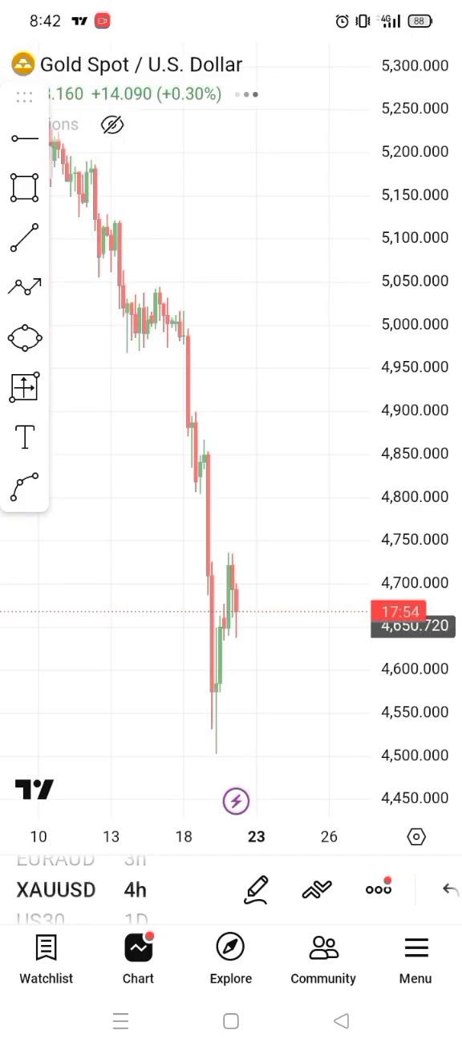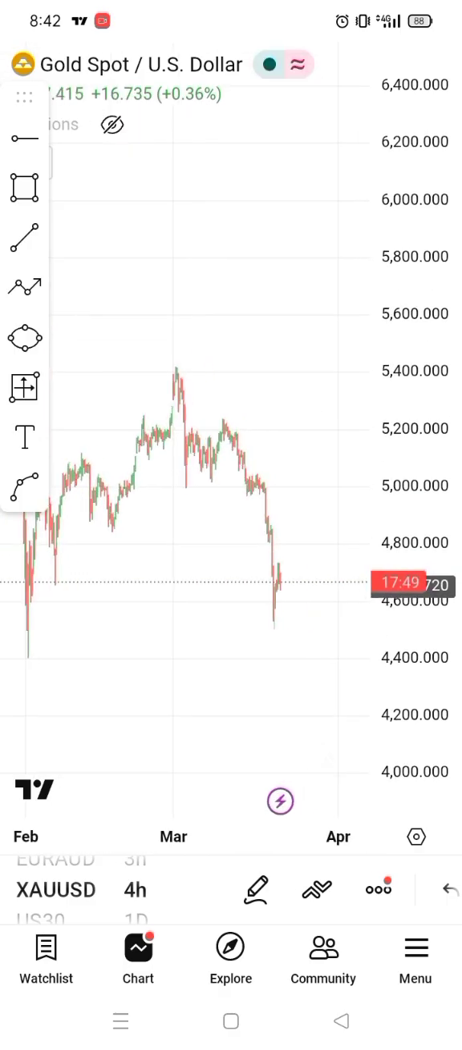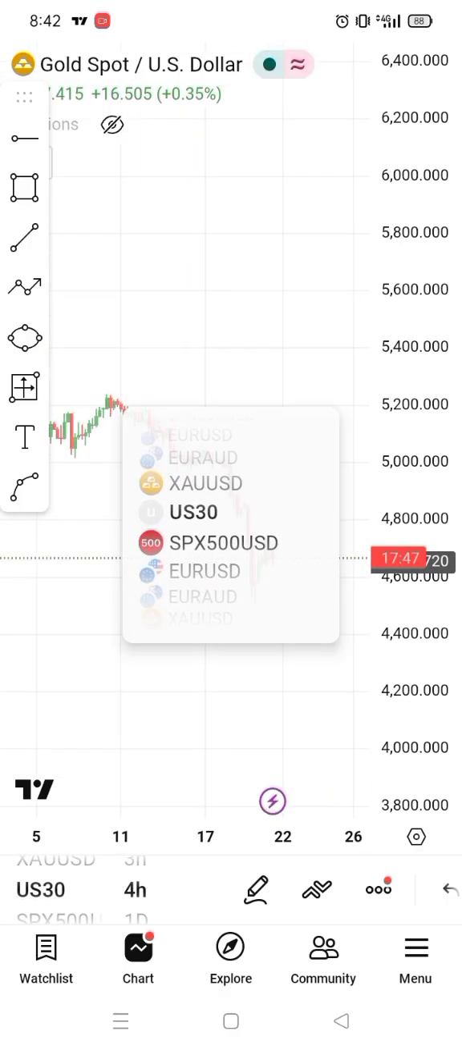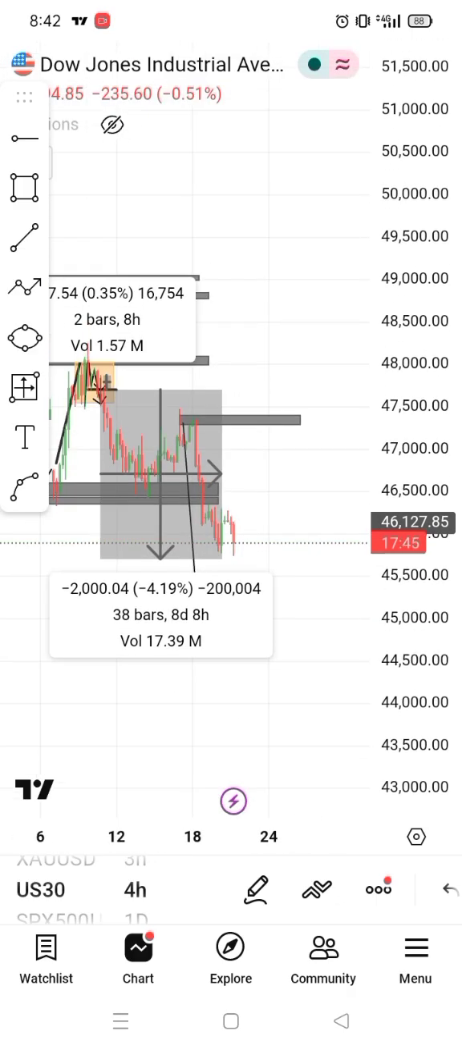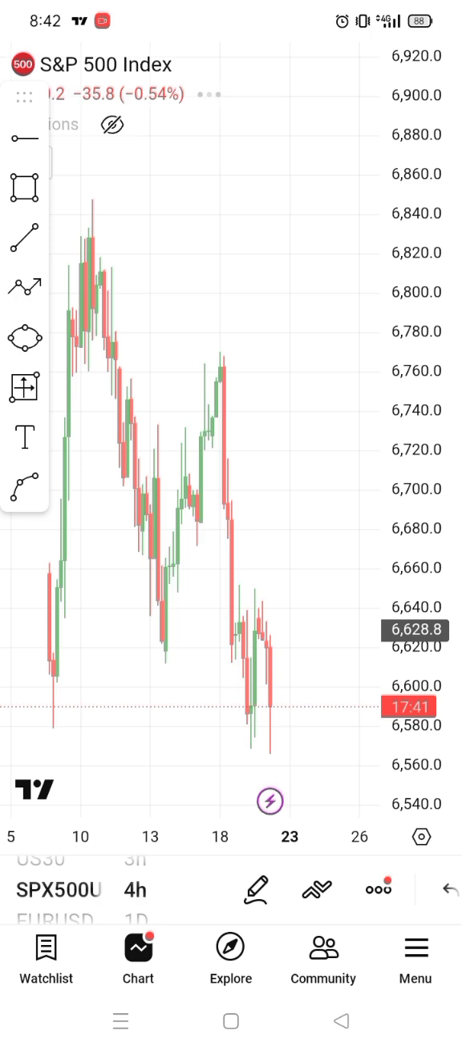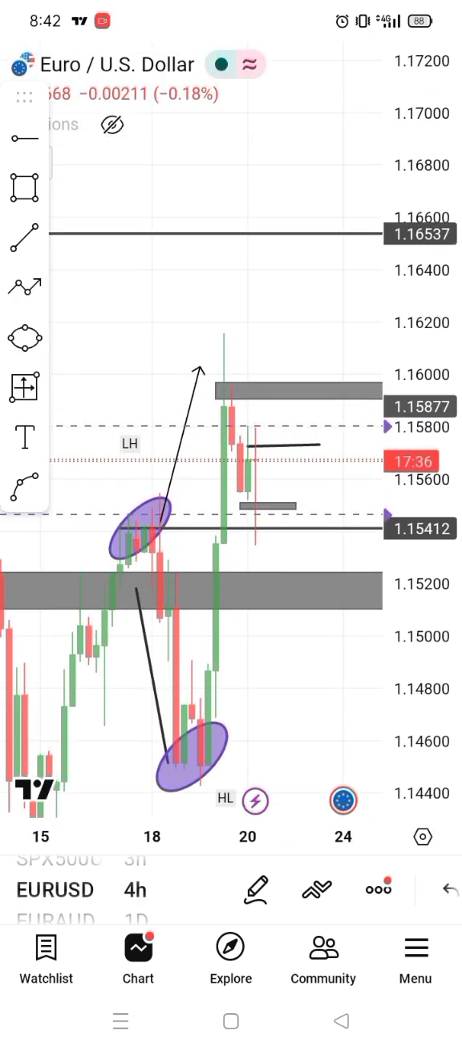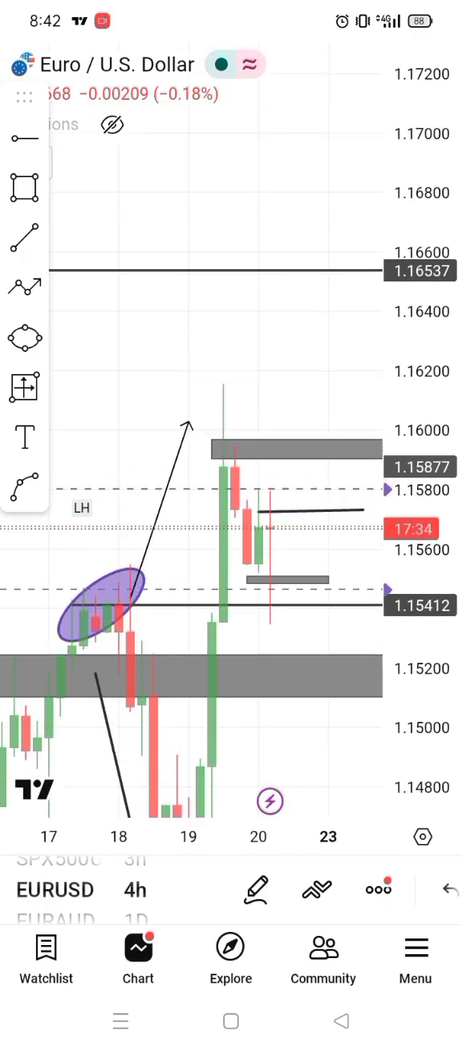Let's see, gold. Gold is... okay, I don't see any setup on gold. And US 30, they're already done doing their thing. That's pretty much it. We'll wait for any update.